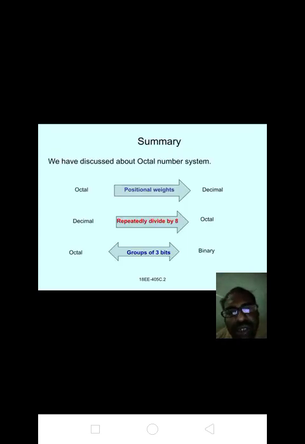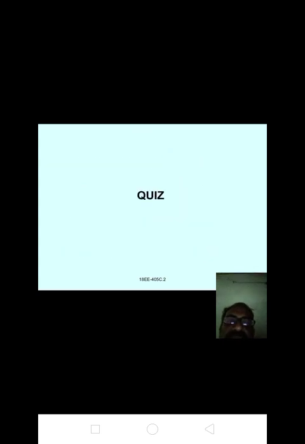We have discussed so far the octal number system. For octal to decimal conversion, we use positional weights. For decimal to octal conversion, we repeatedly divide by 8. For octal to binary, we group 3 bits. These are the 3 methods we use to convert octal to decimal, decimal to octal, and octal to binary.